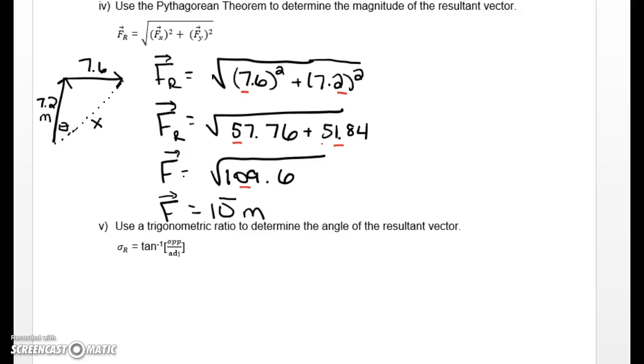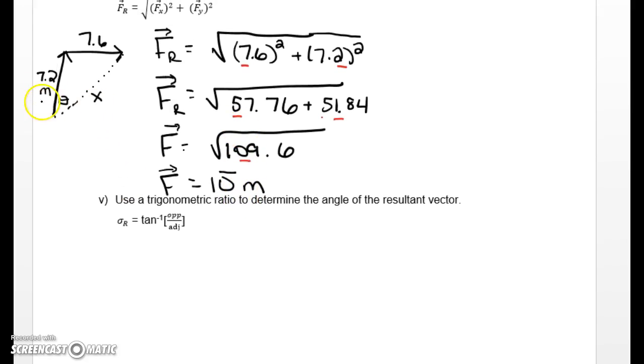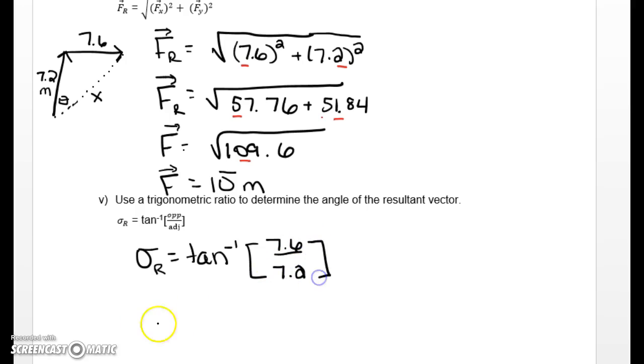So now that we have that magnitude, we need to find a direction. With this one here, we're going to use our tan ratio, taking our opposite side and dividing it by our adjacent. So looking at this, the side opposite the angle is our x component, divided by that y component. Typically for our principal angle, we use this Greek letter sigma with an r to indicate the reference angle. So it'll be equal to the tan inverse of our x component, 7.6, divided by that y component, which is 7.2. And our calculator will give us 47 degrees as an answer.